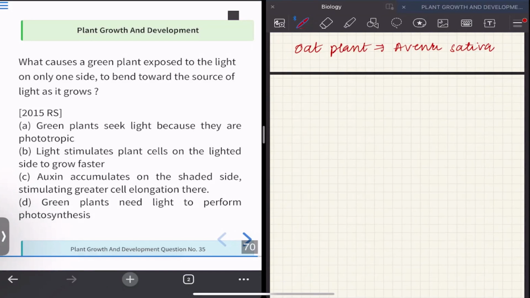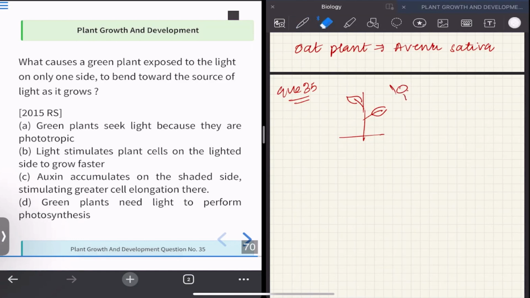So we have our next question, which is question number 35. This is the last one. So what causes a green plant exposed to light on only one side to bend towards the source of light?